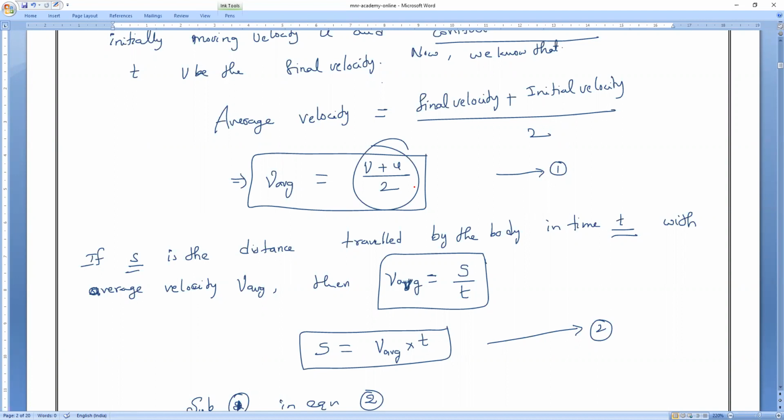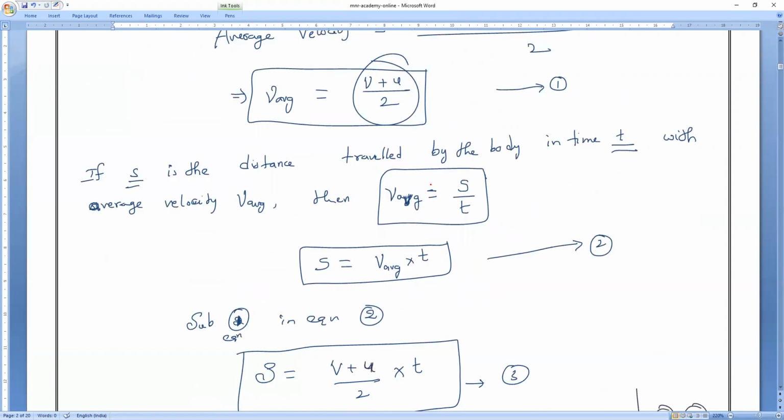Then V average is equal to what? Total distance divided by total time taken. Clear? So from that, distance equals V average into time. Then you substitute one by one, you will get everything. Is it okay, guys? I hope everybody understood.